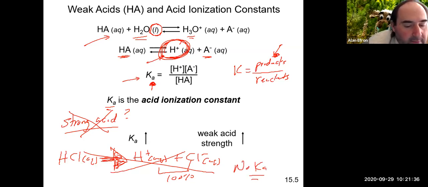So when we deal with Ka values, we're definitely dealing with weak acids. And that's one big way to answer when people sometimes ask, how do I know it's a strong acid versus, say, a weak acid? That's a big hint.